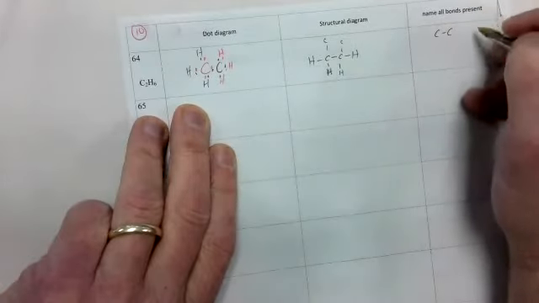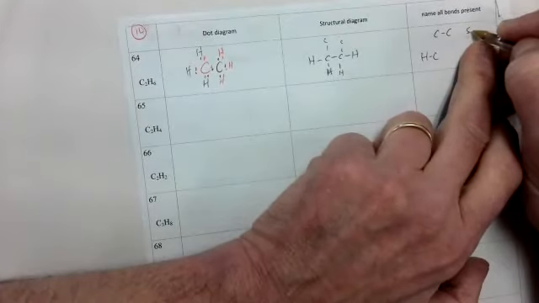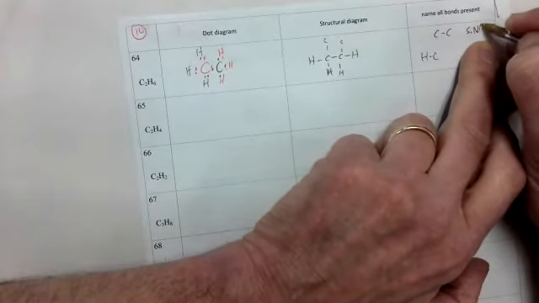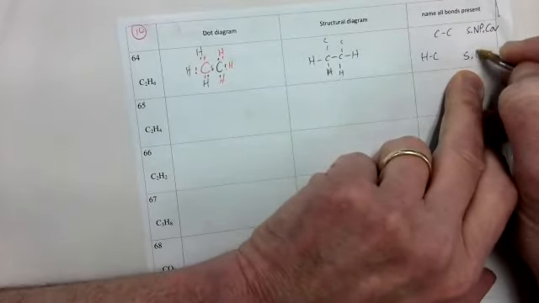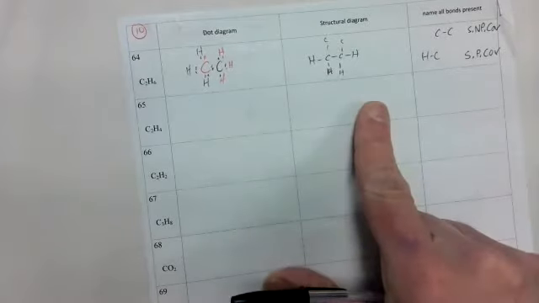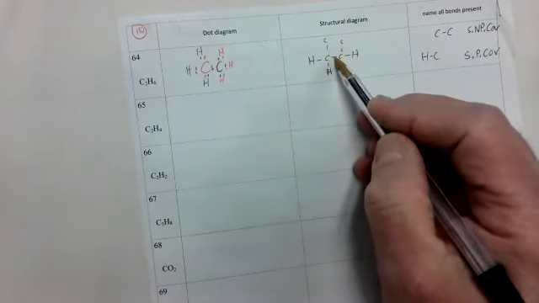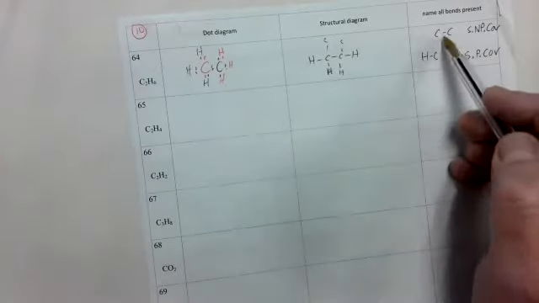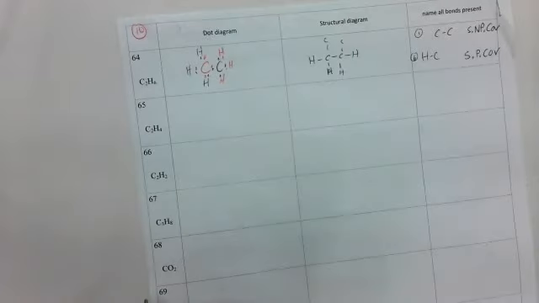The C to C bond and the H to C bond. This is going to be single, non-polar, covalent. And this is going to be single, polar, covalent. So there's 2 kinds of bonds. Now there's a total of 1, 2, 3, 4, 5, 6, 7 bonds. One of them is like this, and 6 of them are like that.